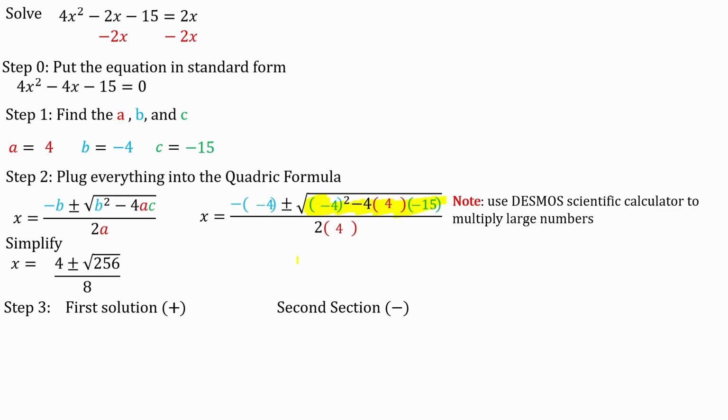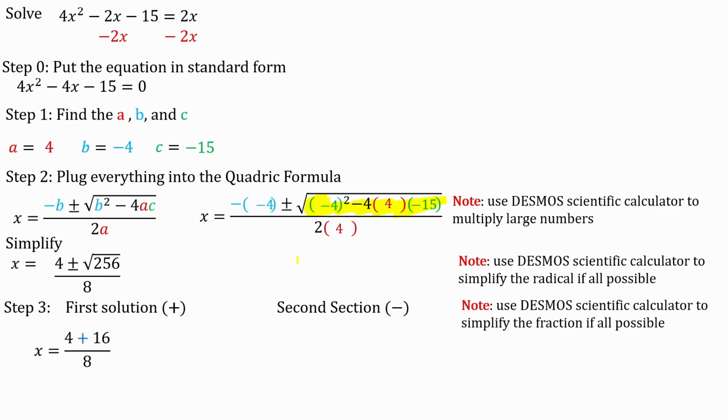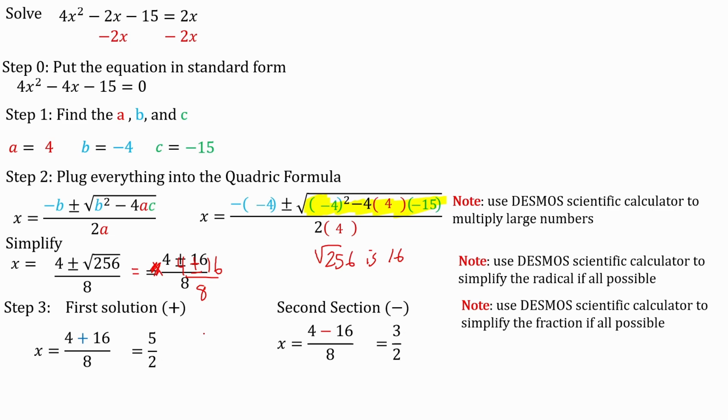So the square root does simplify. That's why you want to use a calculator, and that becomes 16. So what I am translating this into is that x was really equal to 4 plus and minus 16, because the square root of 256 is 16, over 8. That's your first solution, and that simplifies to 5 over 2. The second solution is 4 minus 16 over 8, and that simplifies into negative 3 over 2. So there you go, those are your two solutions.